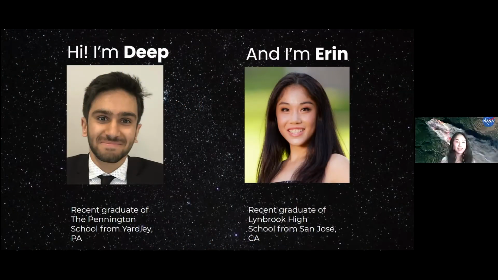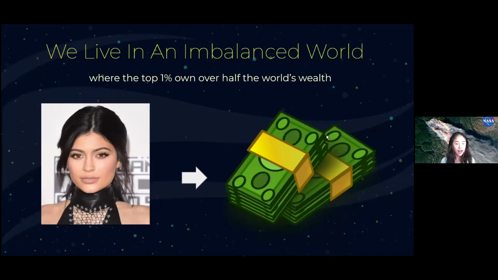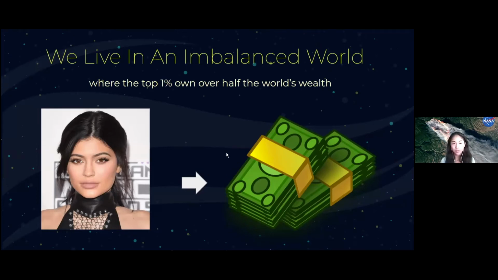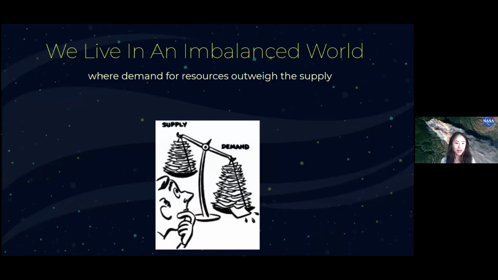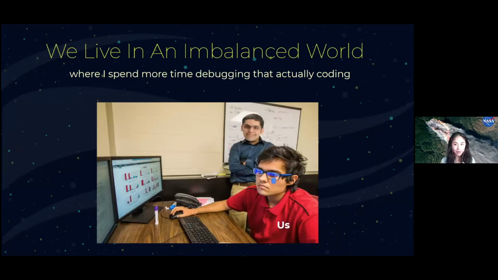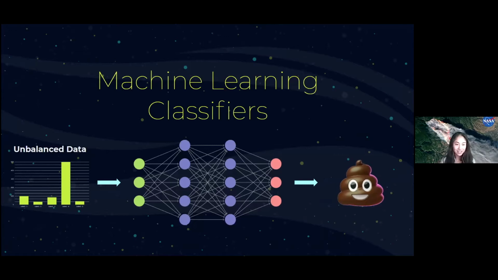Okay, so you see, we live in a very unbalanced world, a world where the top 1% owns over half the world's wealth, a world where demand for resources far outweighs supply, and a world where I spend way longer debugging my code than actually writing it. So obviously these imbalances are really bad for us, but you know what they're even worse for? Machine learning classifiers.